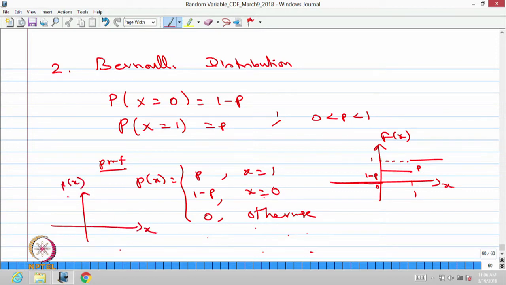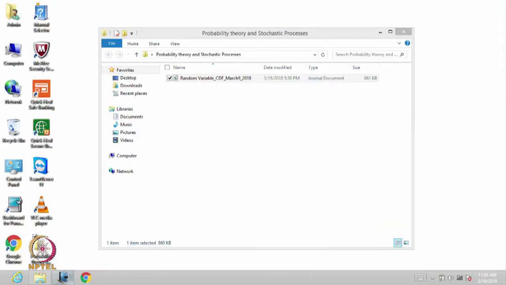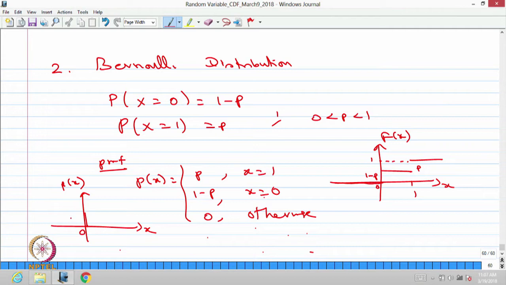in the similar way. So, at x is equal to 0, the height is 1 minus p. At x is equal to 1, it has a jump p. It depends on p is going to be less than 1 by 2 or greater than 1 by 2. Accordingly, you will have a 1 minus p with the shorter height and the p is taller comparing to the mass at the point 0.